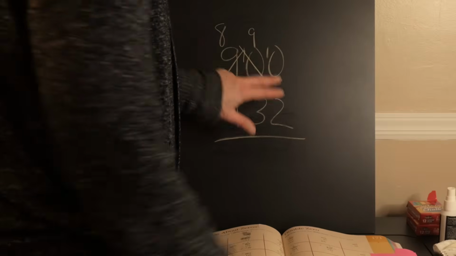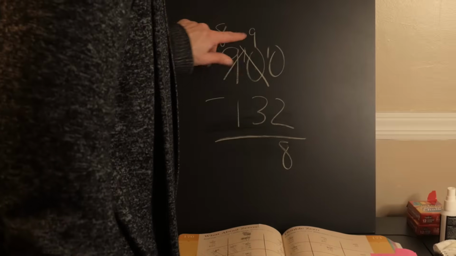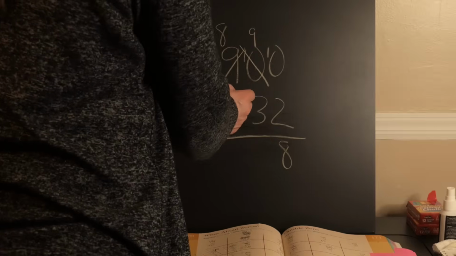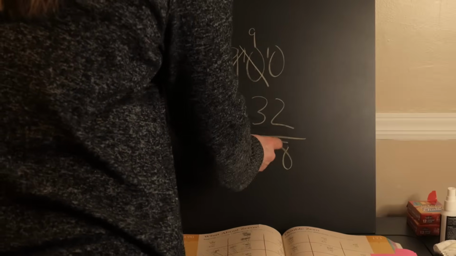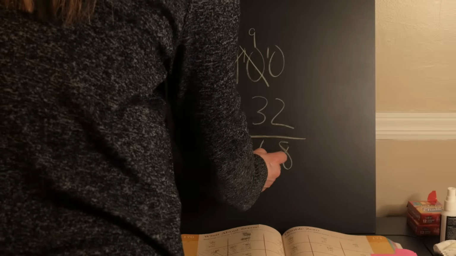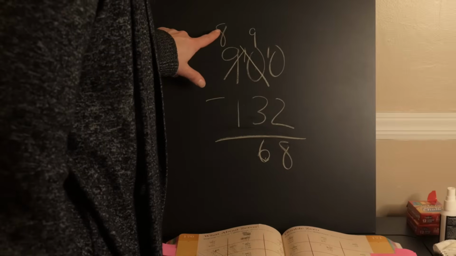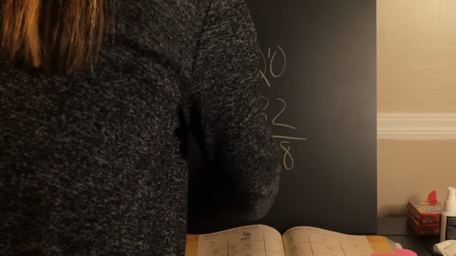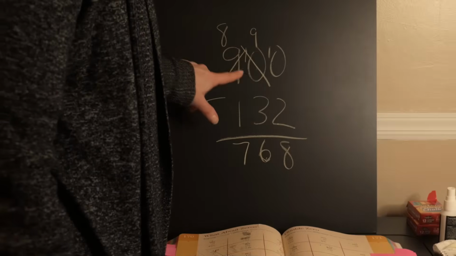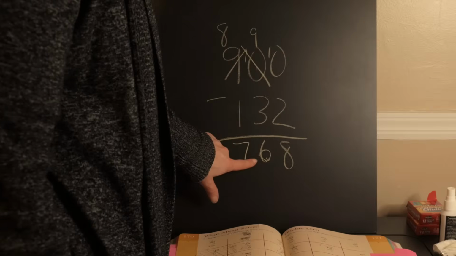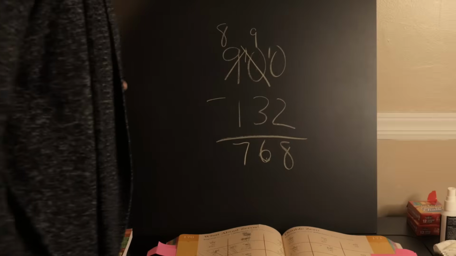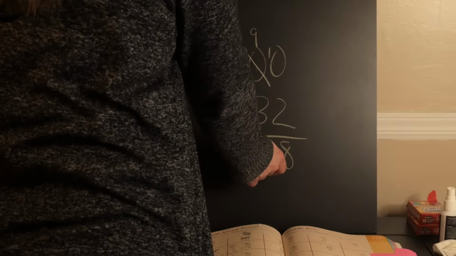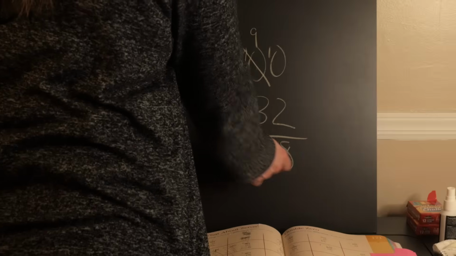So 10 minus 2 is 8, 9, right here, minus 3, 6. All right, and finally 8 minus 1, 7. Very good. 900 minus 132, 768. That's right, and that makes sense because it's somewhere between 700 and 800. Okay.